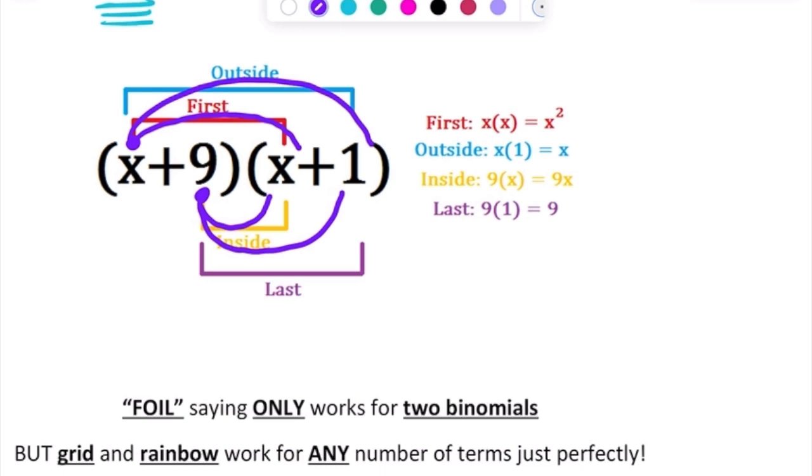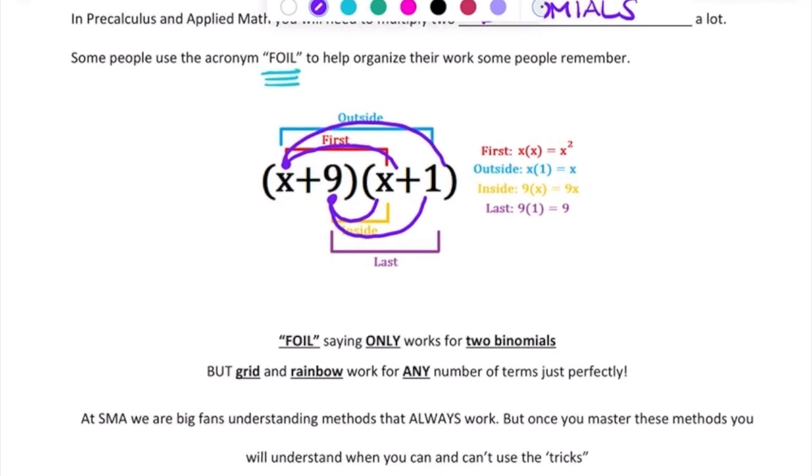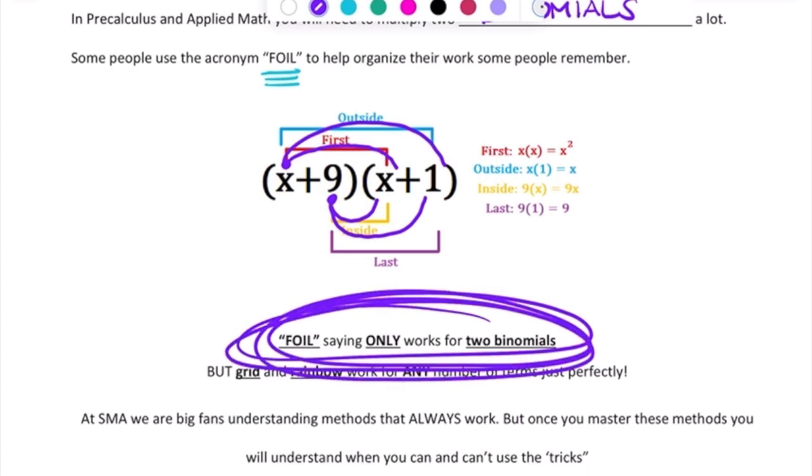So F stands for first, so it's the first term in each of the two brackets that multiply together. So this first term x and this first term x multiply together. The next multiplication are the outside. So the x is on the outside of that bracket and the 1 is on the outside of the bracket. So that's my outside. My inside terms are this positive 9 and this x, they multiply. And my last terms in each of those two brackets, which are the positive 9 and the positive 1. So it's just a quick shorthand way to help remember, but it only works if we have two binomials.